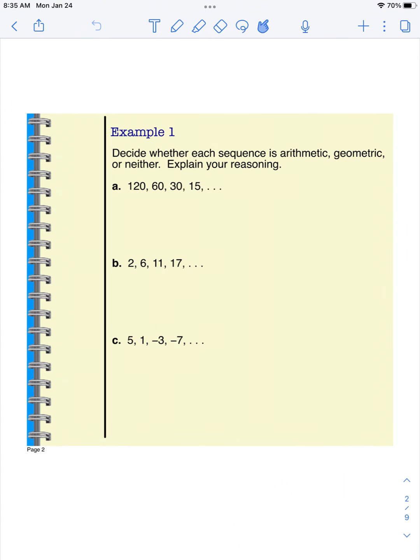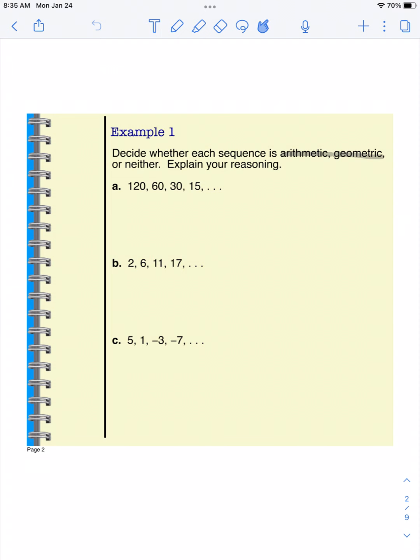So in the first example, we're going to tell the difference between a geometric or an arithmetic sequence. If you remember back to our 4.6 notes, an arithmetic sequence adds to get to the next term. So we're going to determine if these examples are adding to get to the next term or if they have a common ratio and are multiplying like a geometric sequence. If it's neither, then it's neither.